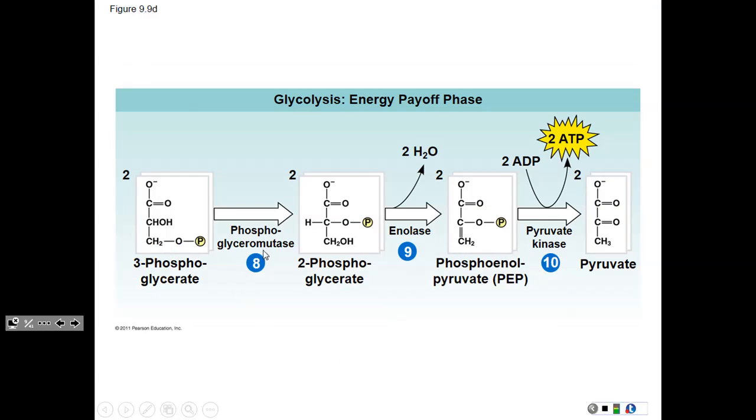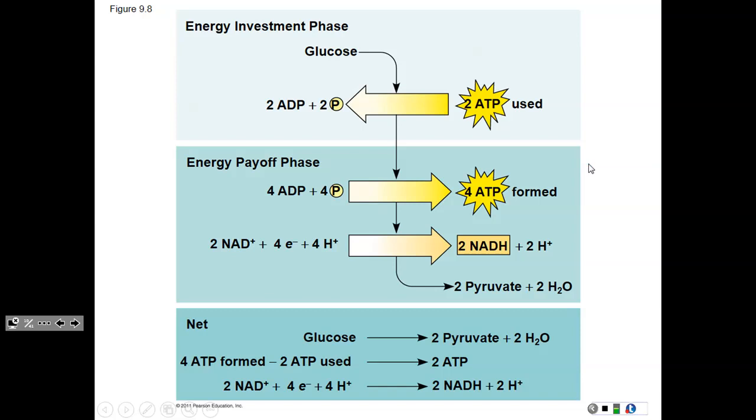Got another kind of isomerase going on here, small modification taking place over there, and we end with one more kinase that creates the product pyruvate. So this is pyruvate kinase, and again, a phosphate gets transferred. All of those are substrate level phosphorylations. We get a net gain of 2 ATPs, just as we've been saying all along.